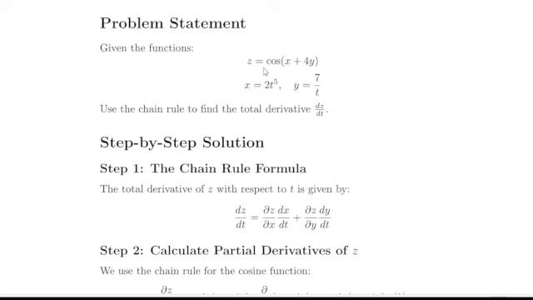We're given the function z equals cosine(x plus 4y), where x is equal to 2t to the fifth, and y is 7 over t. Use the chain rule to find the total derivative dz over dt.